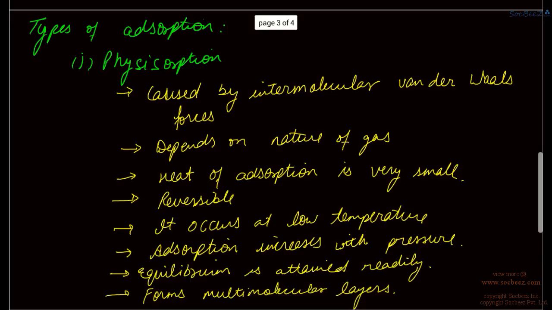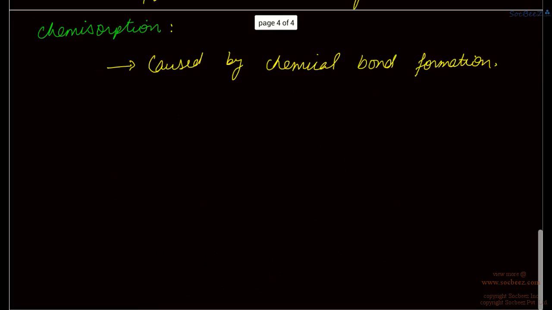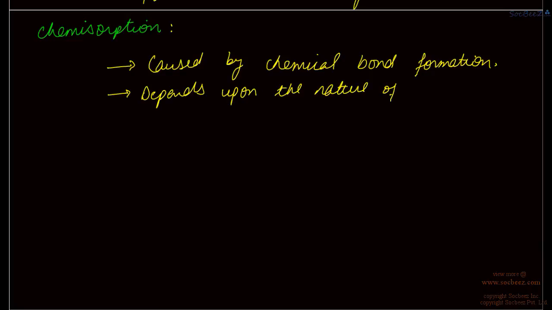It is much more specific. Although physisorption depends on the nature of the gas, chemisorption is much more specific and depends upon the nature of both the adsorbent and the adsorbate.